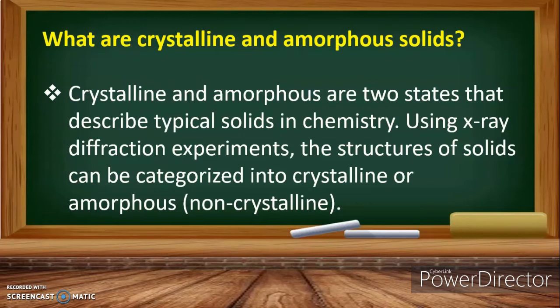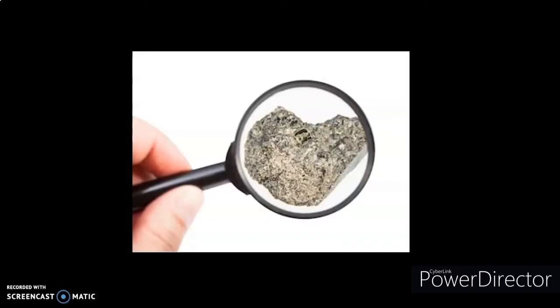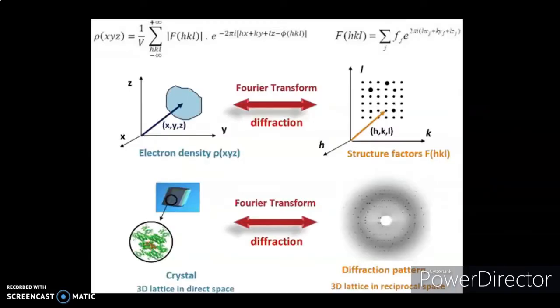Using X-ray diffraction experiments, the structures of solids can be categorized into crystalline or amorphous, or simply known as non-crystalline or non-crystals. Using a magnifying glass, we cannot even see or identify whether it is a crystal or an amorphous solid. So we need to use X-ray diffraction in order to see the arrangement of crystals inside the material.